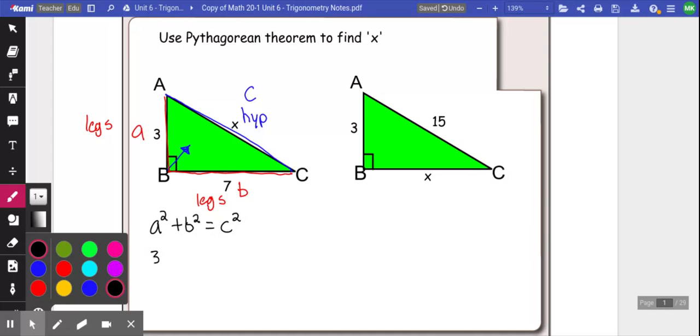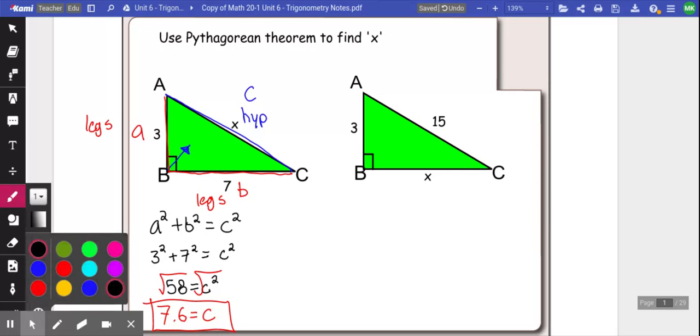So in this case, it's 3 squared plus 7 squared equals C squared. We've done so much of this. 3 squared plus 7 squared in your calculator should give you 58 equals C squared. And your last step should be to square root both sides. The square root of 58 is 7.6. Awesome. That would be our answer to the nearest tenth.